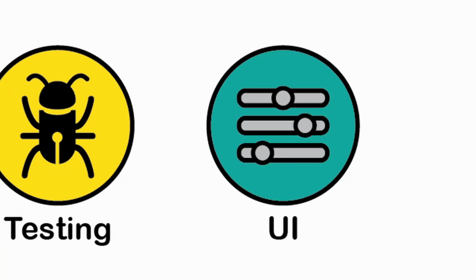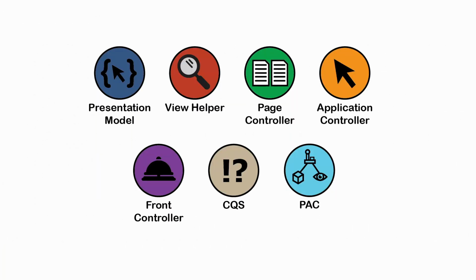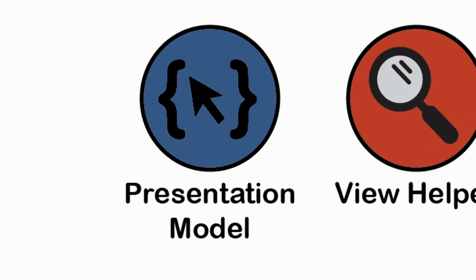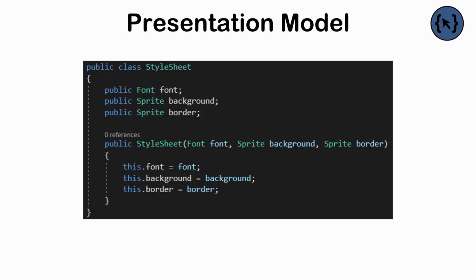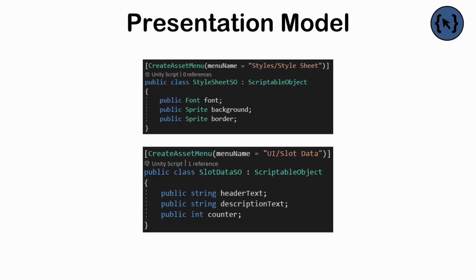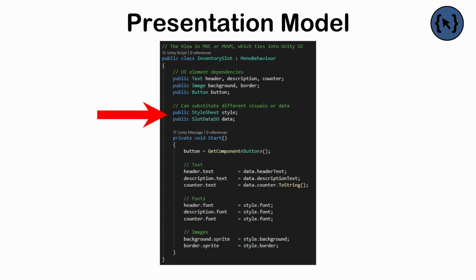UI patterns. These patterns center around the user interface, that portion of the program with which the user directly interacts. The presentation model pattern, a way to separate the logic of the user interface from its visual representation, creating an abstraction that can be tested independently of the UI. This allows the same logic to be reused across different views, useful for different platforms or even between different projects where only the visuals change.